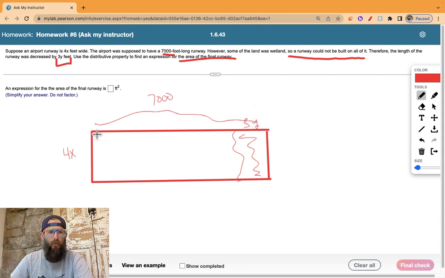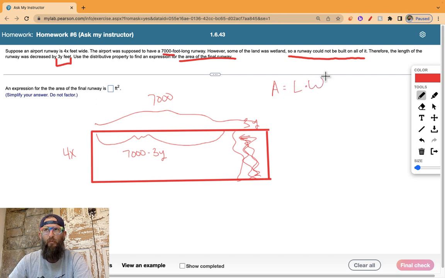So if we want to find the length of just this section right here, we have to take that 7,000 and subtract 3y, because we have to remove this section of the runway right here. Now if we're trying to find the area of the rectangle, area is going to be length times width. In this case, our length is going to be this expression right here. So area is equal to 7,000 minus 3y.